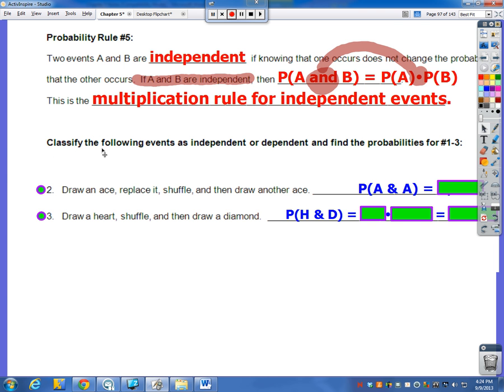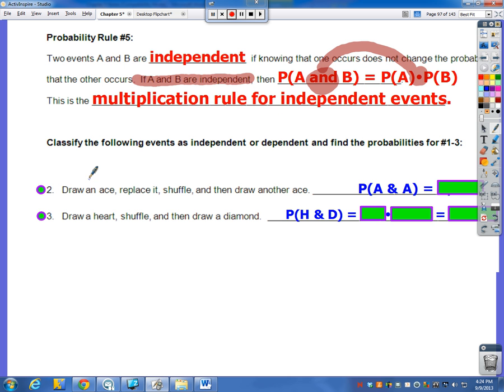So first, we're going to classify the following events as independent or dependent, and then we're also going to calculate their probabilities. So imagine we have a deck of cards and we want to draw an ace. We're going to put it back in the deck, shuffle the deck, and then draw another ace. Okay, so drawing the first ace and drawing the second ace, are those two events independent or are they dependent?